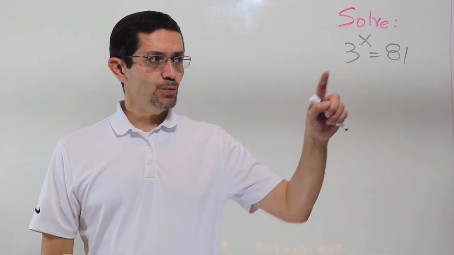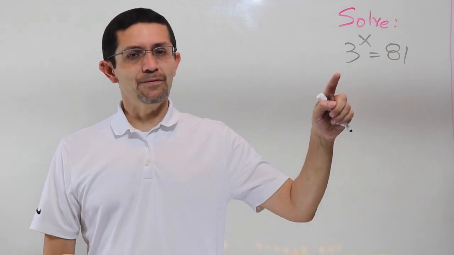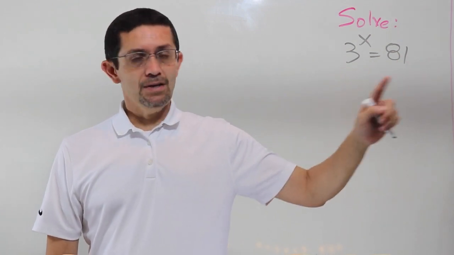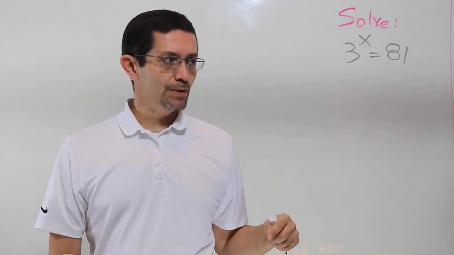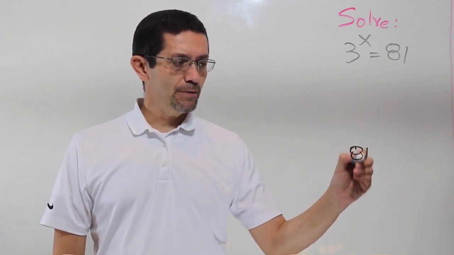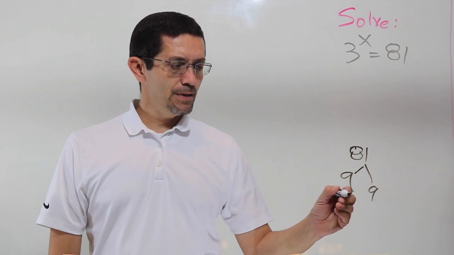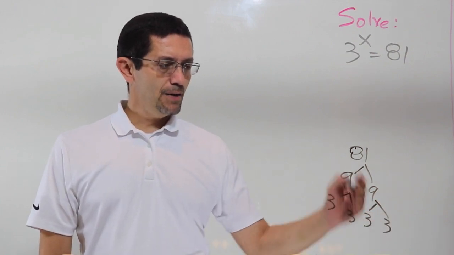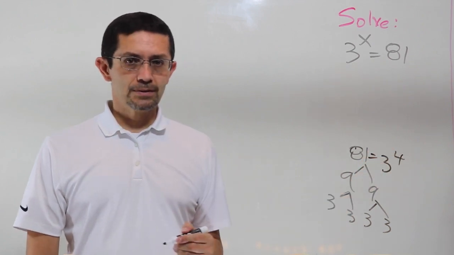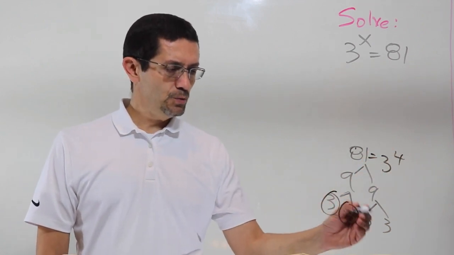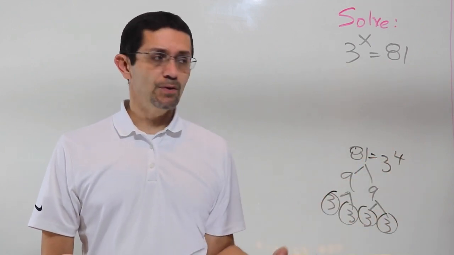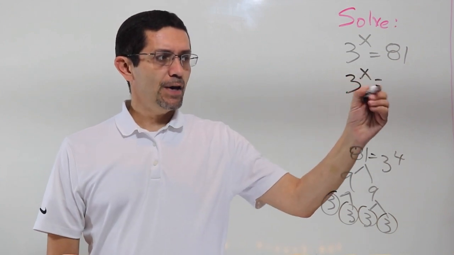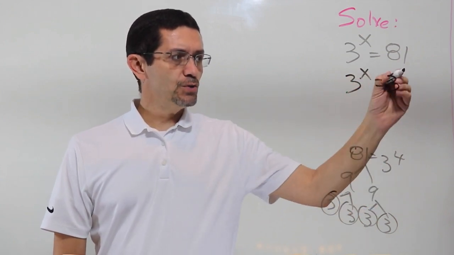The idea is we have a power with a base of 3. The idea is to have the 81 as a base of 3 as well. So I need to break the 81 into 9 times 9, and each 9 is going to break into 3s. And I have 4 3s. All right, 1, 2, 3, 4, so it's 3 to the 4th. So I'll rewrite 81 as 3 to the 4th power.